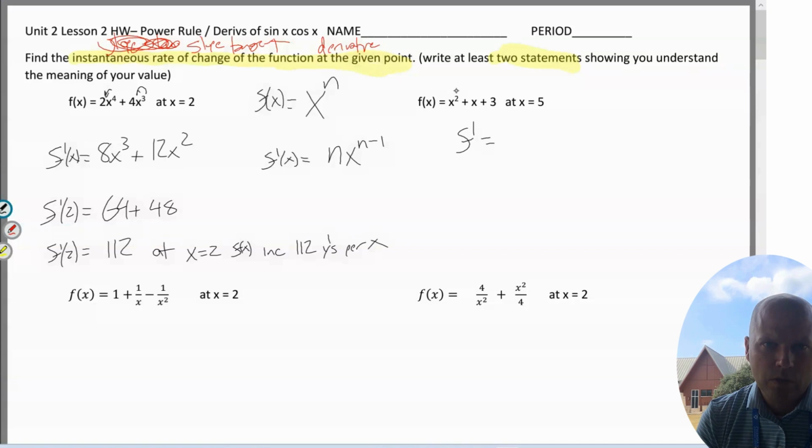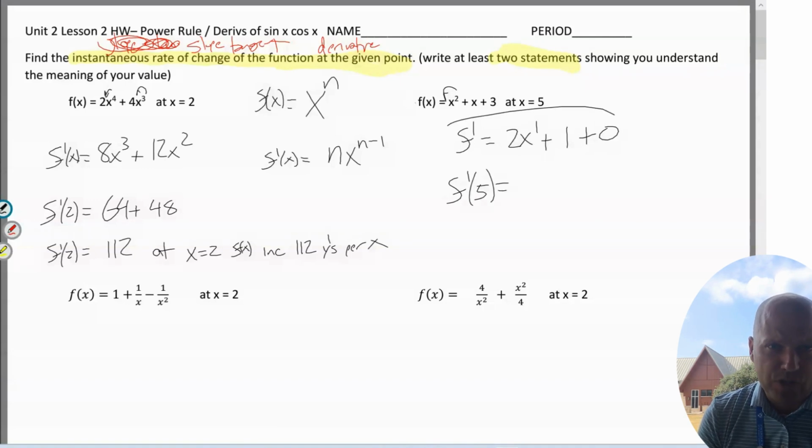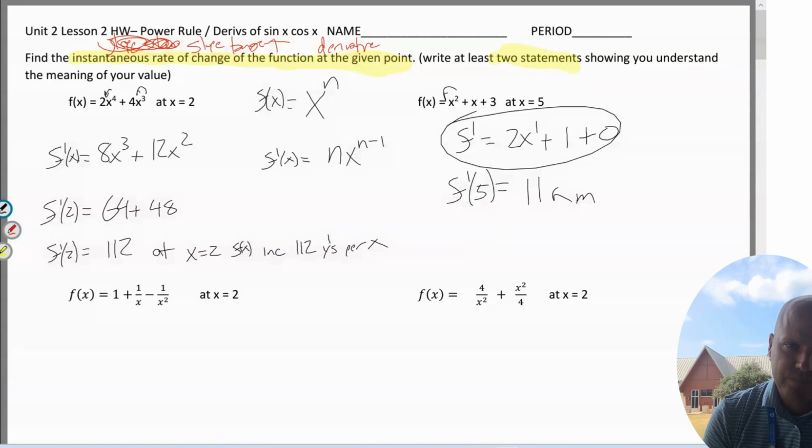Let's do another one. The slope equation: x squared becomes 2x to the 1st. The slope of y equals x is 1. The slope of 3 is 0. I'm going to include the plus 0 just so you know that the slope of 3 is 0. Now, what is the slope of this at 5? Well, this is the slope equation. Plug in 5, I get 11. Now, that's an m. It's an m of a tangent, which gives us an instantaneous rate of change. Here's my second statement. At x equals 5, f of x is increasing 11 y's per x.